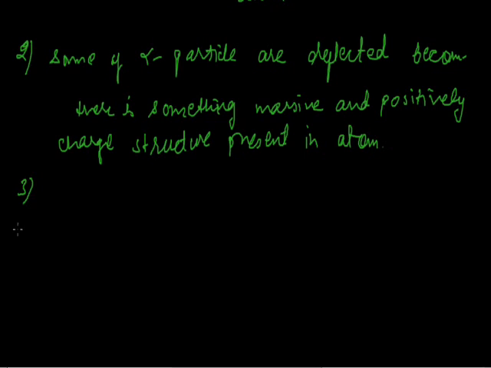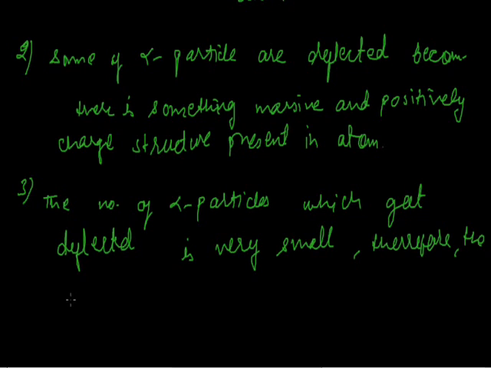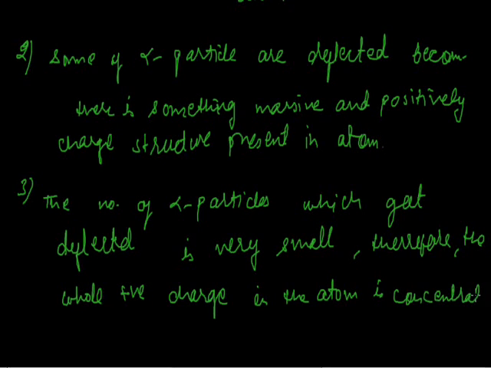So here we can see the number of alpha particles which got deflected is very small, therefore the whole positive charge in the atom is concentrated in a very small space, that is the nucleus.